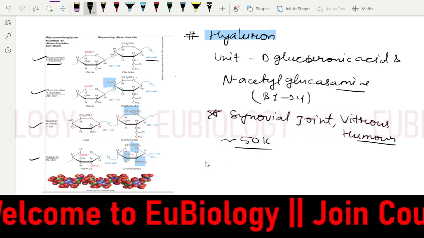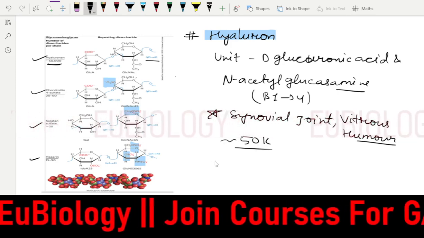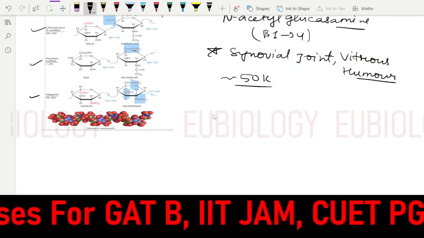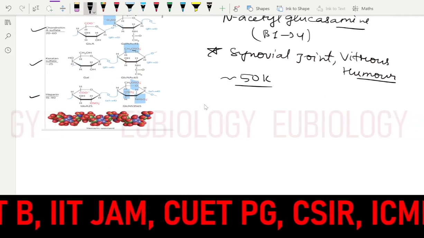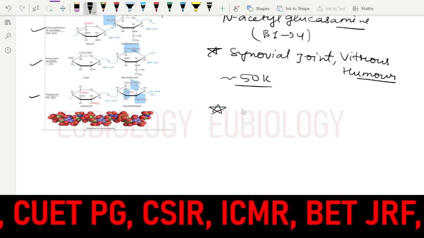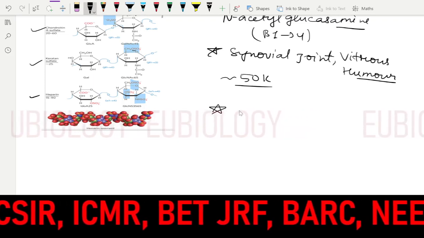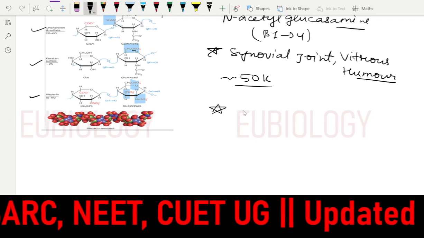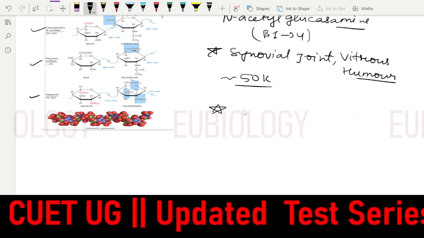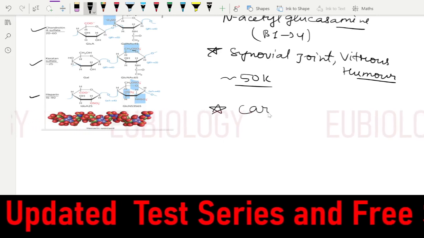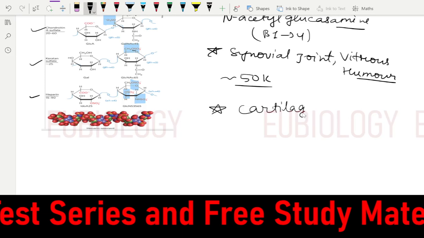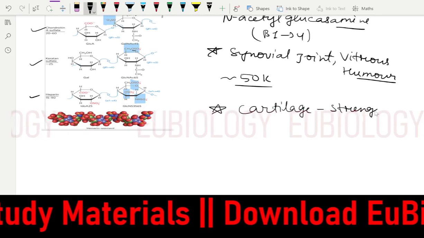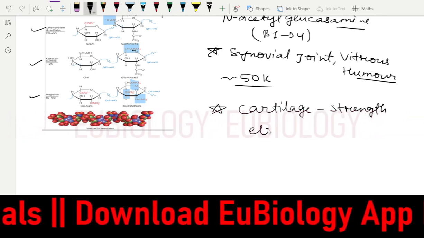Now we will see the chondroitin. Before going to the chondroitin, I am going to mention some more points. Hyaluronan is a component of the cartilage, and the result of the non-covalent bond provides strength to the cartilage. So it will be present in the cartilage also and provide strength and elasticity.